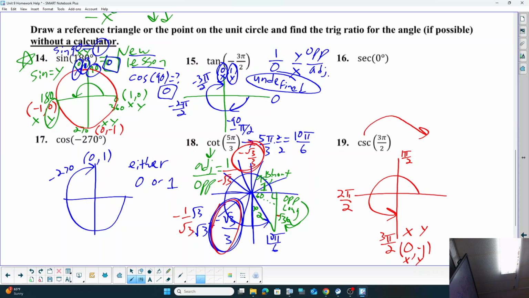So what is cosecant? It's 1 over sine. So which is also going to be 1 over y. Sine is equal to y, and cosine is equal to x. So that's just going to be 1 over y. And what is y? Y is negative 1. So the answer is negative 1.